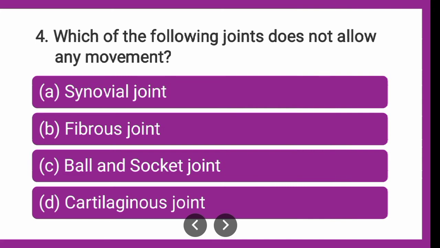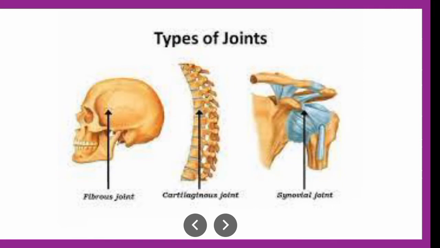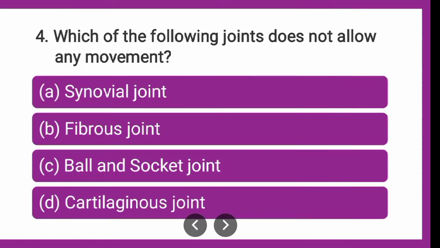Now, if we talk about various types of joints, the fibrous joint, you can see, is present in the skull. Then these are the cartilaginous joint. This is synovial joint. If you talk about all these joints, you can see these are the movable joints. Synovial joint, yes, it is movable. Fibrous joint, no. Ball and socket joint, yes, definitely it is movable. Then cartilaginous joint, yes, it is movable.